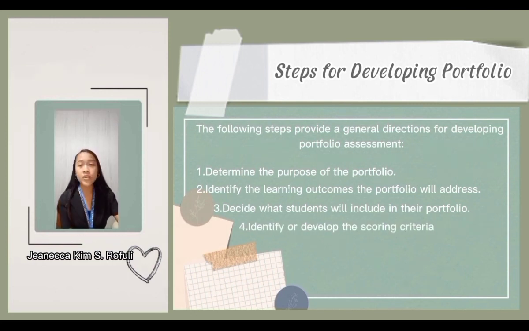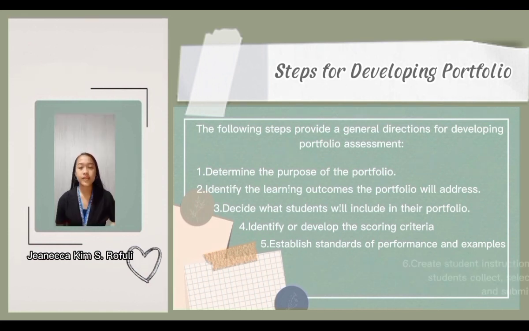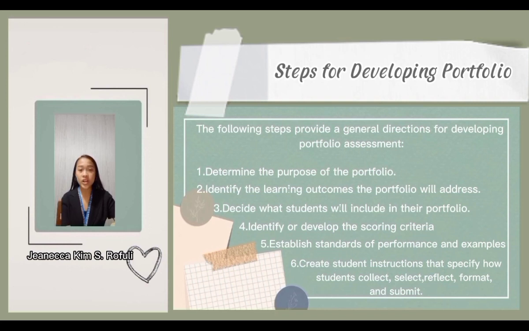Fourth is to identify or develop the scoring criteria, or the rubric. It is used to judge the quality of the portfolio, and the scoring rubric should be included with the instructions given to the students. Fifth is to establish standards of performance and examples of high, medium, and low scoring portfolios. And lastly, the sixth is to create student instructions that specify how students collect, select, reflect, format, and submit. It emphasizes to students the purpose of the portfolio, and that it is their responsibility to select items that clearly demonstrate mastery of their learning outcomes.